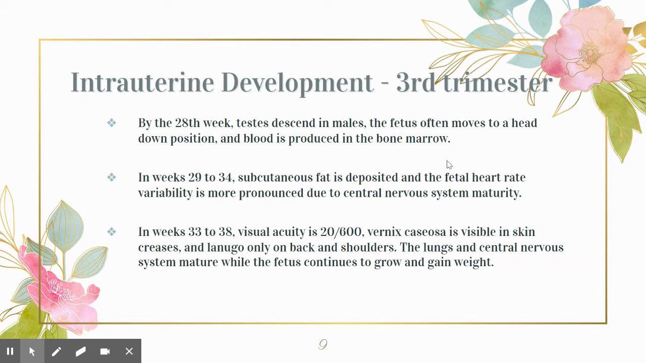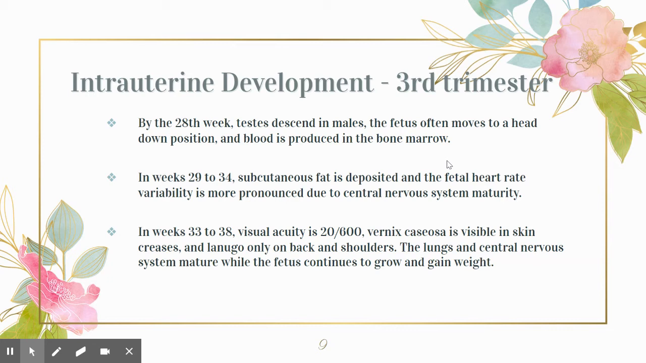In weeks 29 to 34, we have subcutaneous fat. And there's something called variability of the fetal heart rate, which is a concept we'll discover more in labor when we talk about fetal heart rate monitoring. But the central nervous system starts to mature, starts to be able to accelerate the heart rate or decelerate the heart rate in response to conditions in utero.